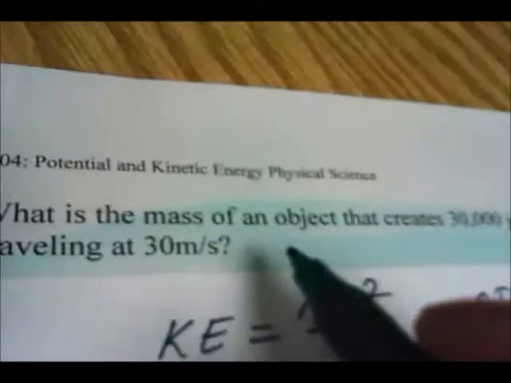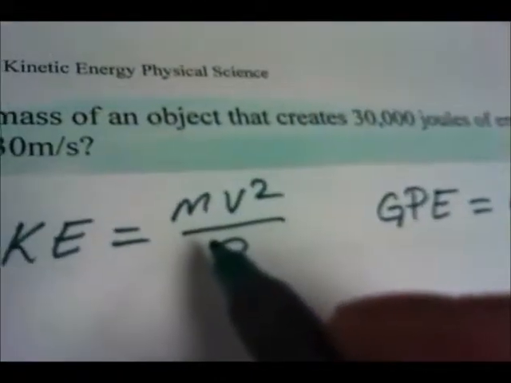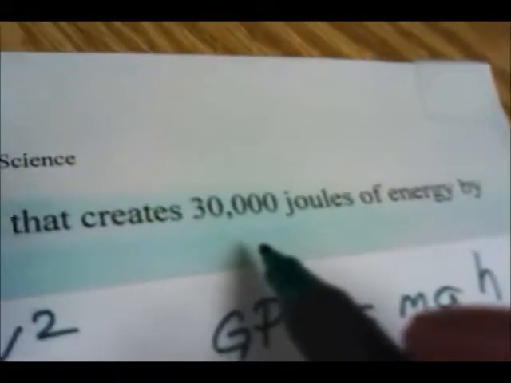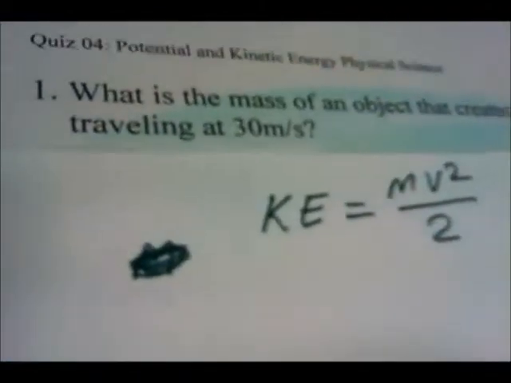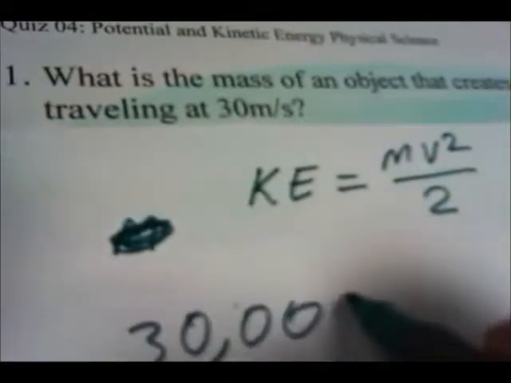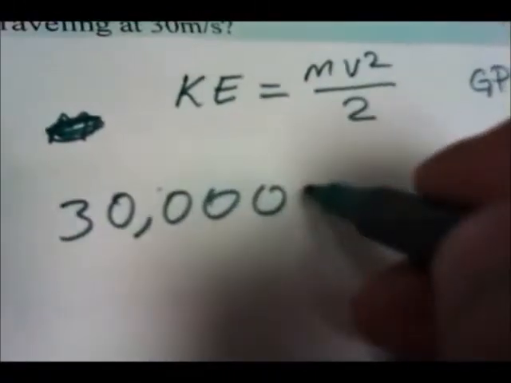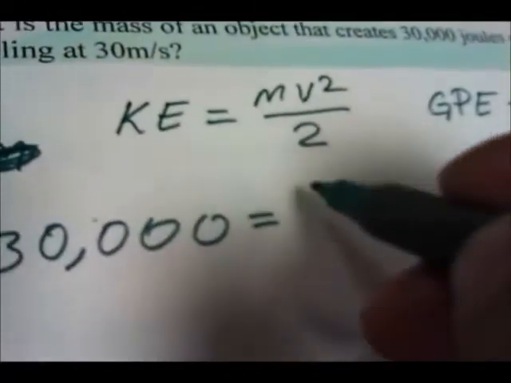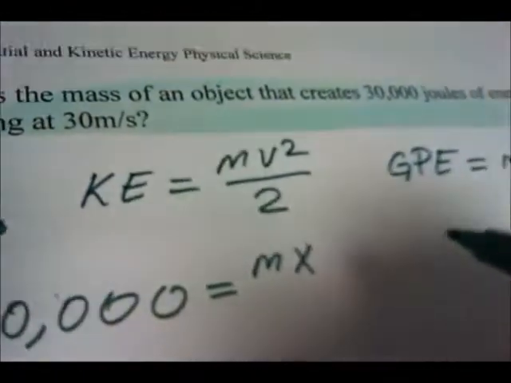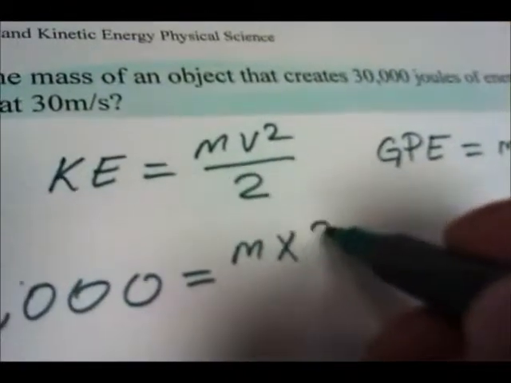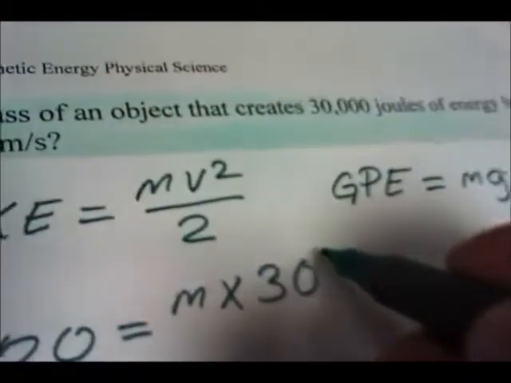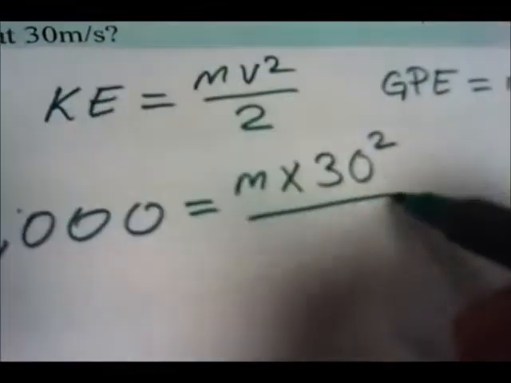So let's go back to our question. What is the mass? So we're trying to solve for m, and so we have 30,000 joules. So we write down 30,000. Next, that's going to equal our mass times our velocity. Our velocity is 30, and we're going to put 30 squared and divide by 2.